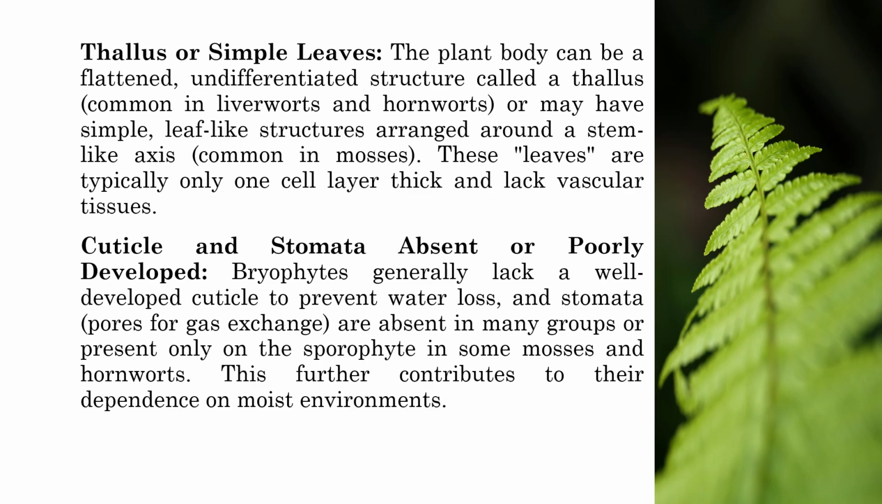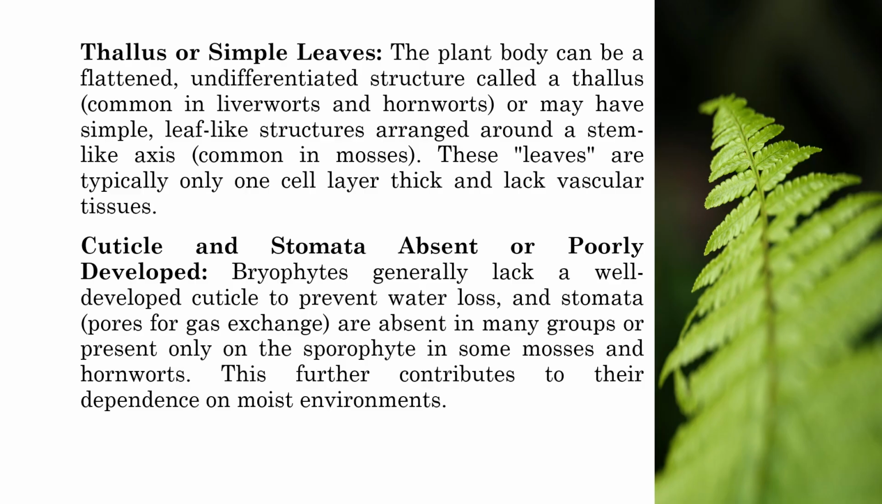The thallus or simple leaf. The plant body can be a flattened, undifferentiated structure called a thallus. For example, we call them liverworts and hornworts. For example, we can talk about Marchantia, Riccia, and Anthoceros. These do not have a complete leaf structure. These are very flattened structures when compared to the other developments of these bryophytes.